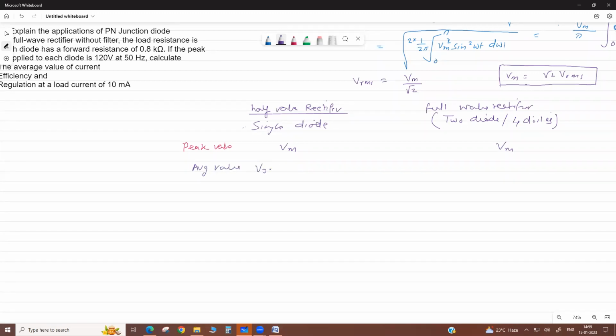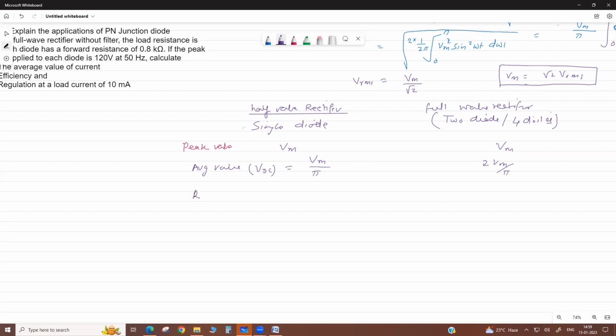V average means it is a DC value actually. That is VDC equals, for half wave, the average value Vm by pi, but for two diodes it is 2 Vm by pi.